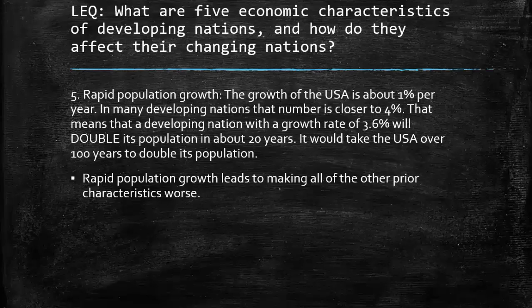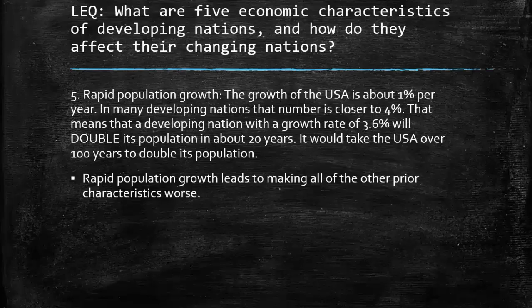And finally, we have rapid population growth. This is best explained through some compare and contrast. The growth of the United States is about 1% per year. In many developing nations, that's closer to 4%. So guys, that doesn't look like a lot, but that's 4 times faster. In the poorest countries in the world, their population is growing 4 times faster, which means that all of those issues we just covered, issues 1 through 4, are compounded 4 times faster because of this.